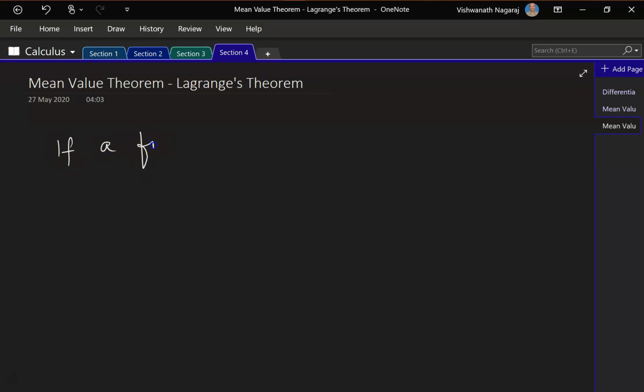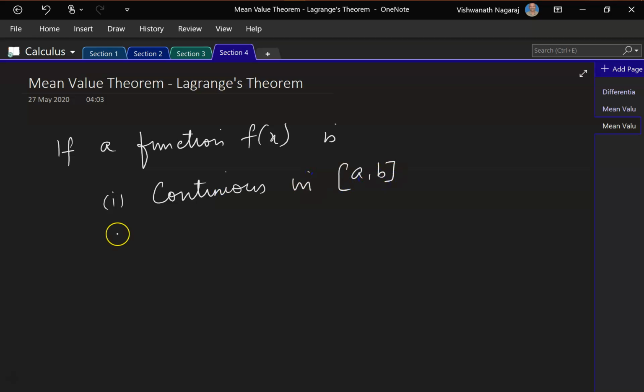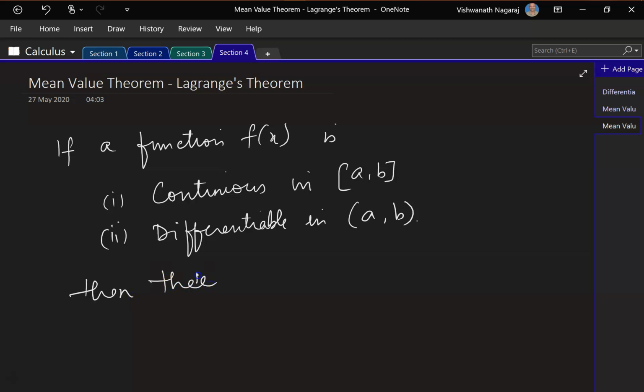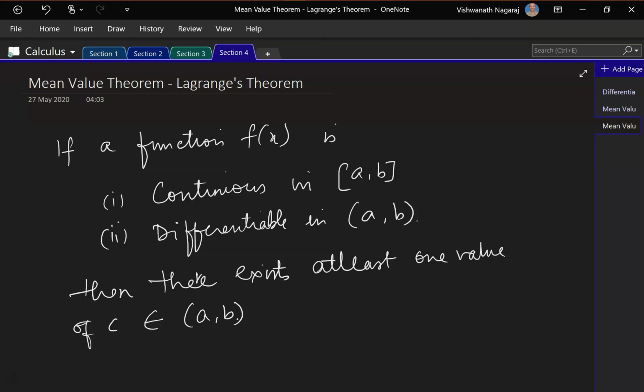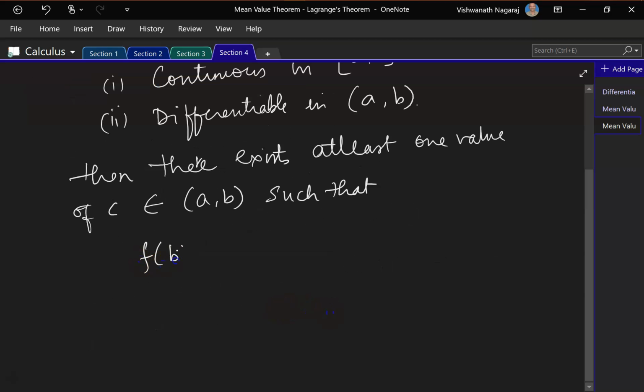If a function f of x is continuous in a closed interval [a, b] and is differentiable in the open interval (a, b), then there exists at least one value of c belonging to (a, b) such that (f(b) - f(a)) / (b - a) is equal to f prime of c.